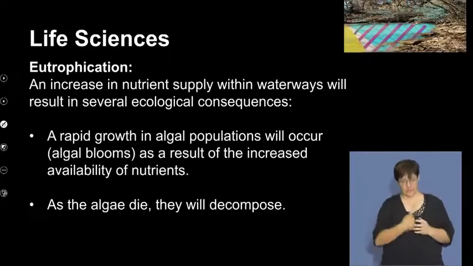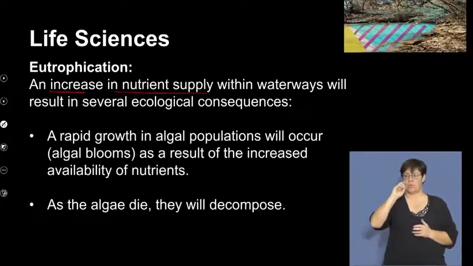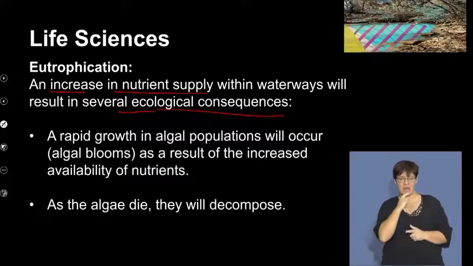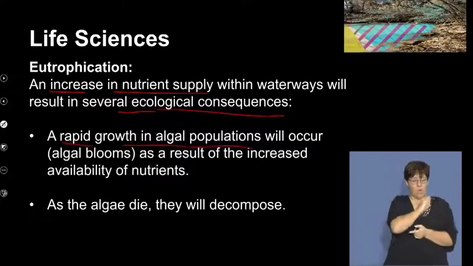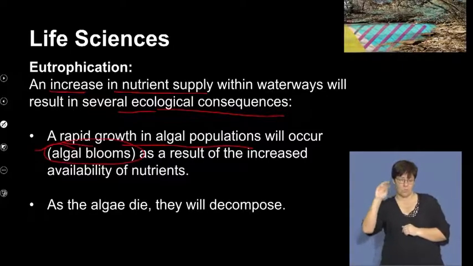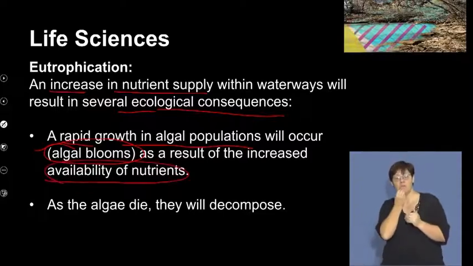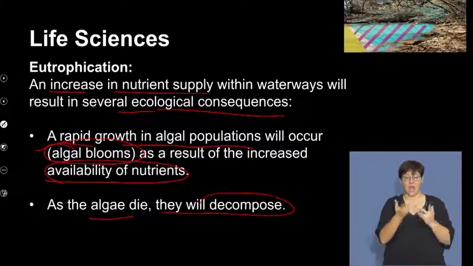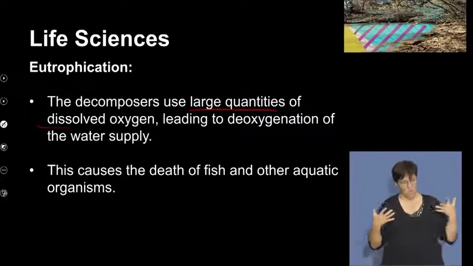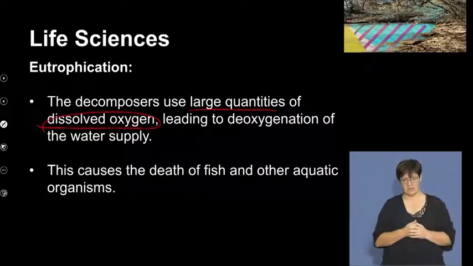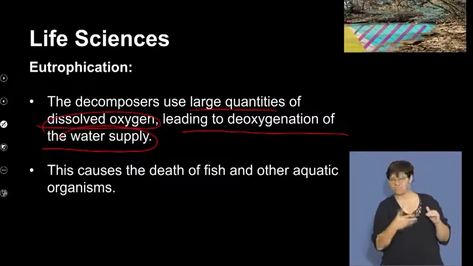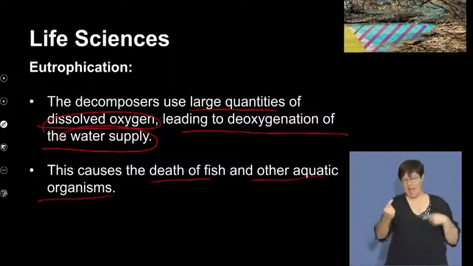So eutrophication again is an increase in the nutrient supply within the waterways, which will result in severe ecological consequences, one of which is a rapid growth of algal population, which we refer to as algal blooms, which in turn results in an increased availability of nutrients. As the algae die, they will decompose, and this decomposition leads to larger quantities of dissolved oxygen being used up, which then is leading to deoxygenation of the water supply. This in turn causes the death of fish and other aquatic organisms.